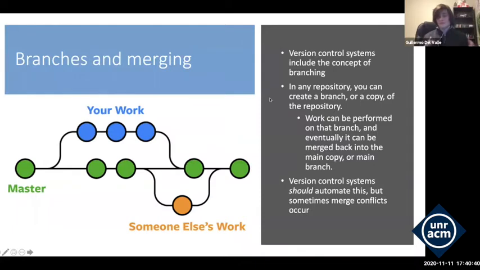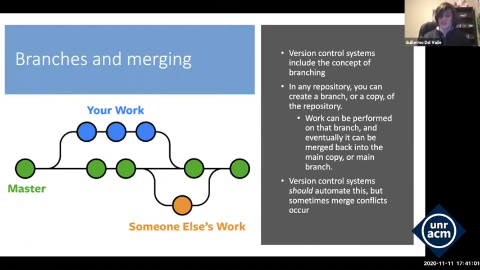Alongside version control, another important concept that comes with version control systems is the concept of branching. Here's a little diagram of what that is. In any repository, you can create a branch or a copy of that repository. Work can be performed on that branch, and eventually it can be merged back into the main copy or the main branch. So why are branches important?